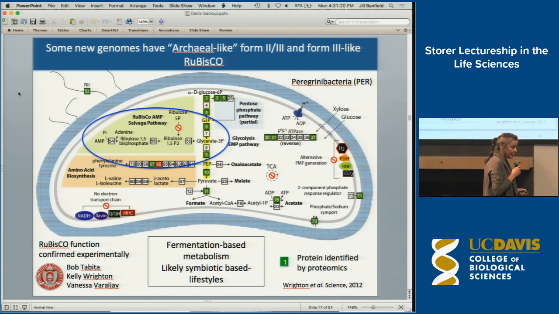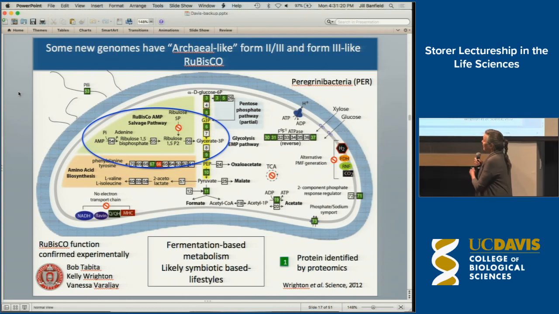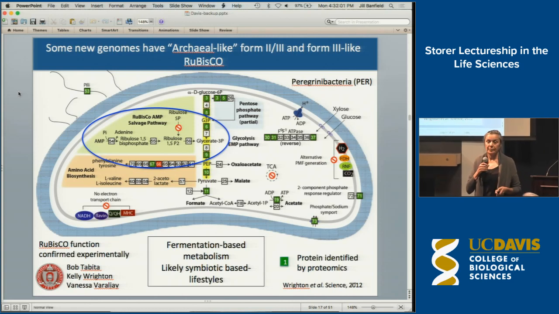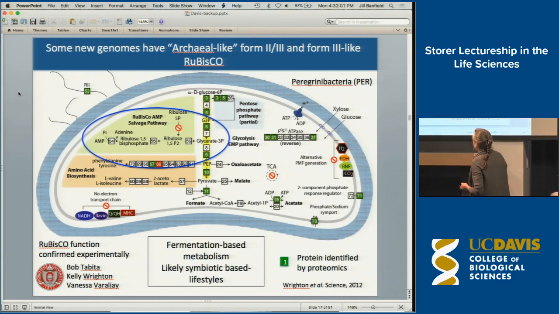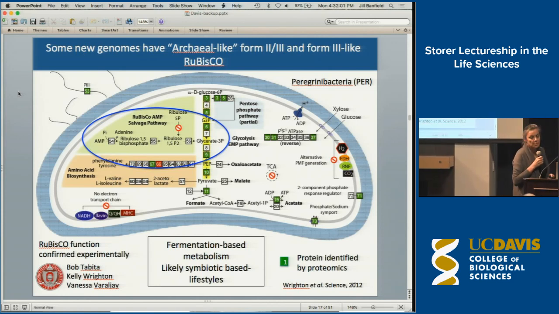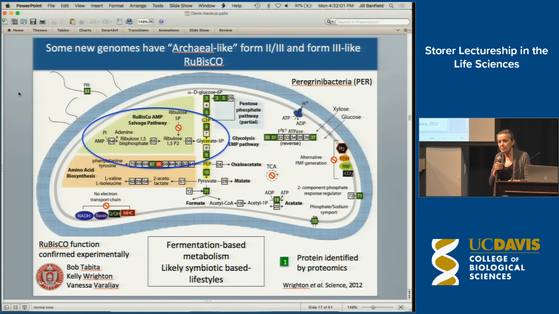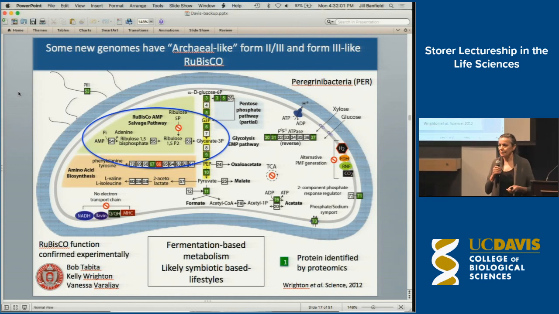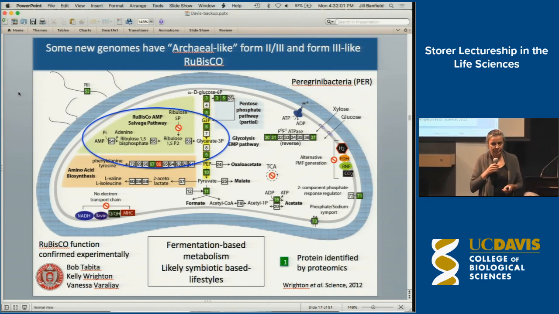They again cannot make their own lipids, and in this case, they have rubisco. Not all, but a few, have rubisco. This is very interesting to us because this was a finding of a rubisco that previously was only known in archaea. So this is the AMP salvage pathway rubisco, or a variant of it, that I mentioned previously. What they probably have is a fermentation-based metabolism. They're probably anaerobes, and they probably depend on other organisms for basic things, just like the DPAN archaea.